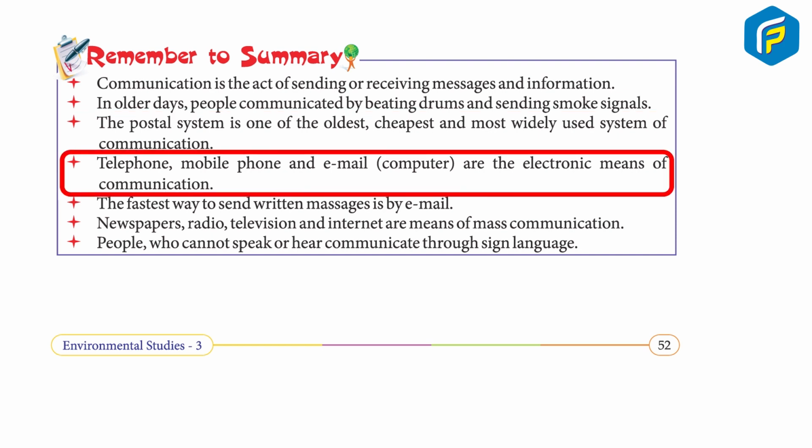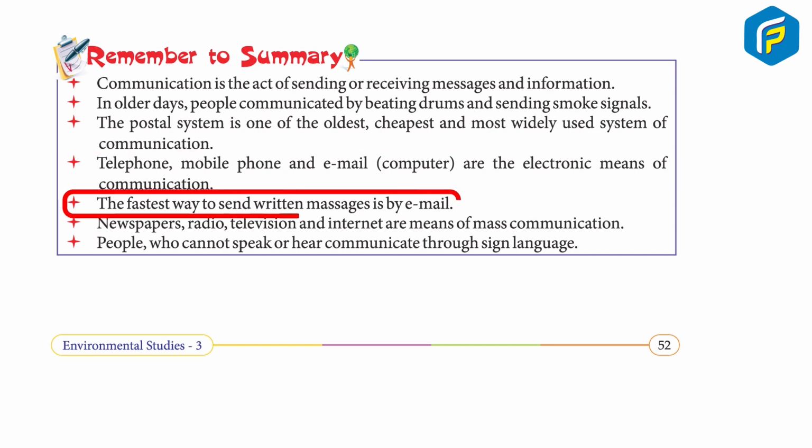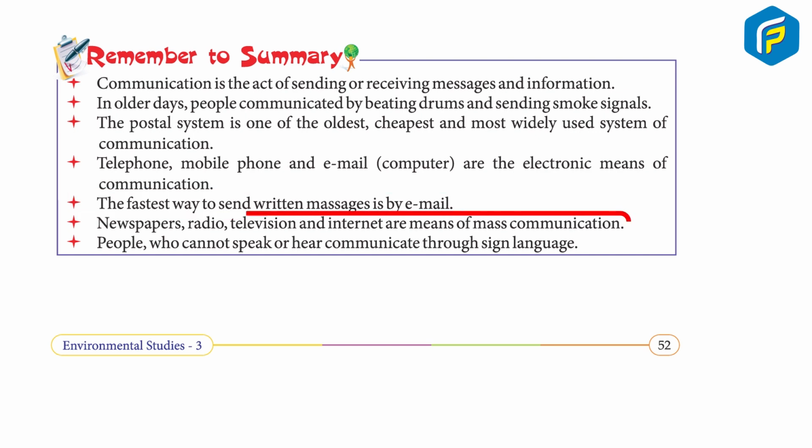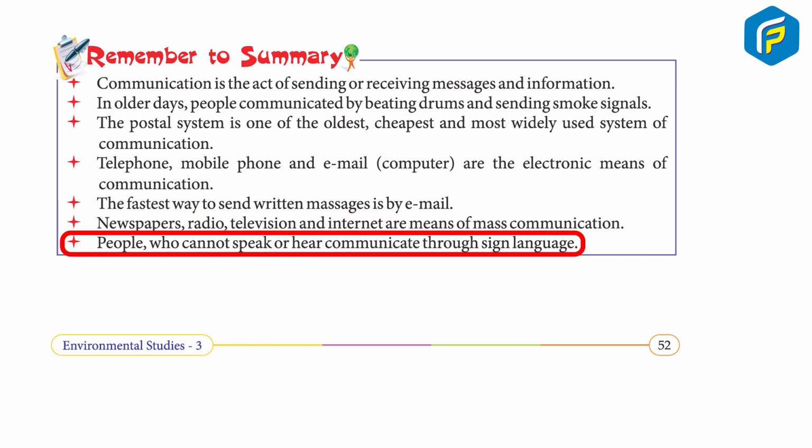Telephone, mobile phone, email and computer are the electronic means of communication. The fastest way to send written messages is by email. Newspaper, radio, television and internet are means of mass communication. People who cannot speak or hear communicate through sign language.